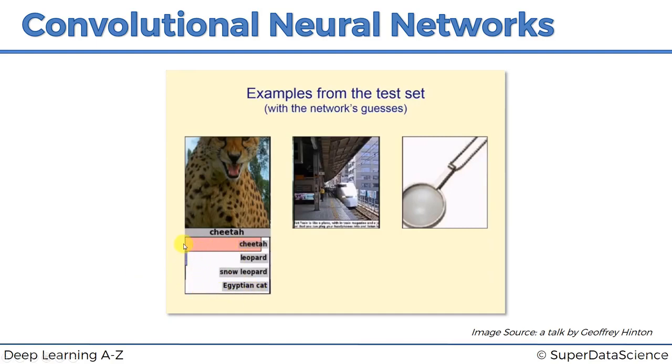But for now, it's pretty intuitive, right? So it's a cheetah in reality, and the neural network guessed right. It said with a high probability, about like 95, 99%, it's a cheetah. Then the second one, what do you think that is?